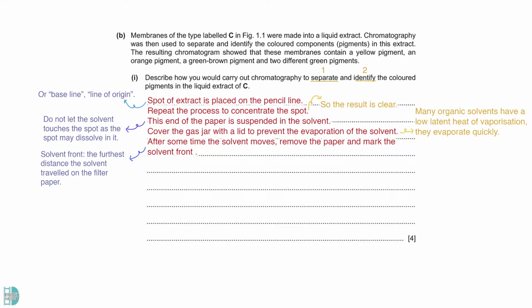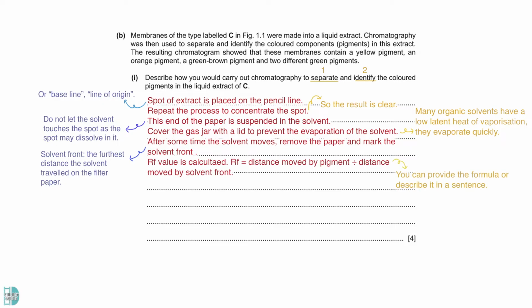To identify the pigments, RF values are calculated. RF value is the distance moved by a pigment divided by the distance moved by the solvent front. When the RF value of each pigment is obtained, we can now compare these RF values with known RF values to identify them. We can do this because the RF value of a pigment is fixed when a specific solvent is used.